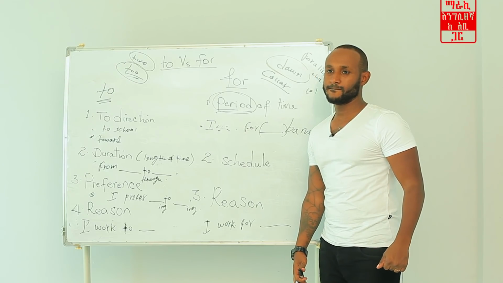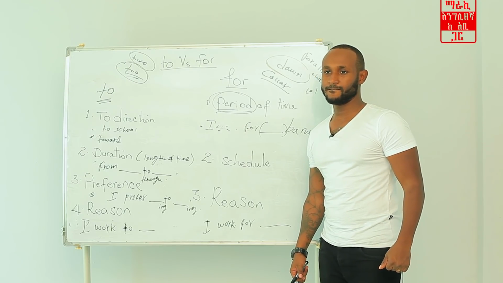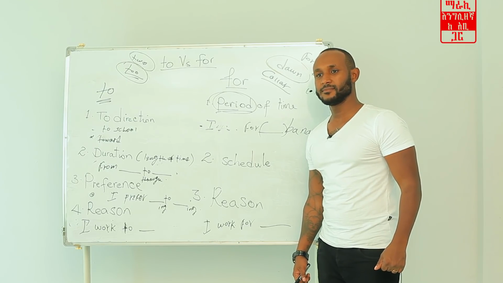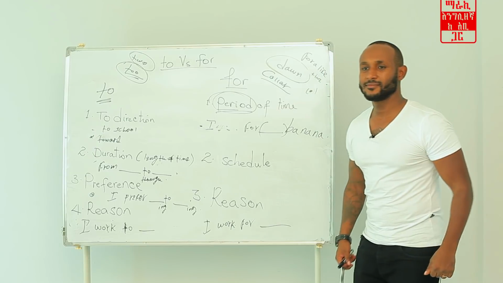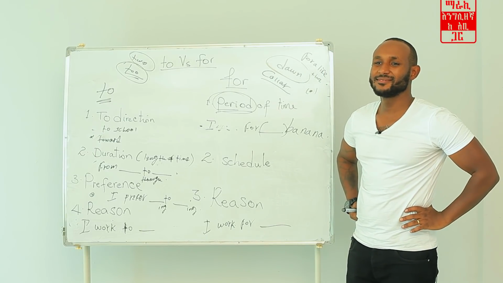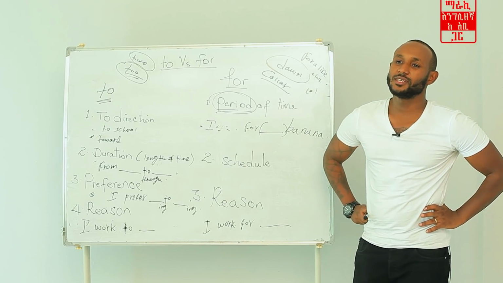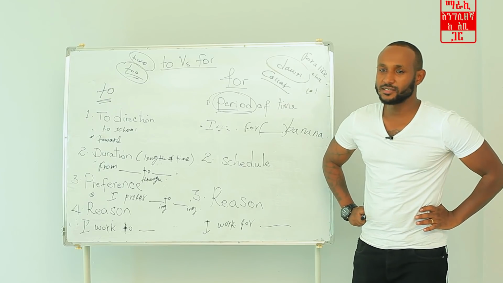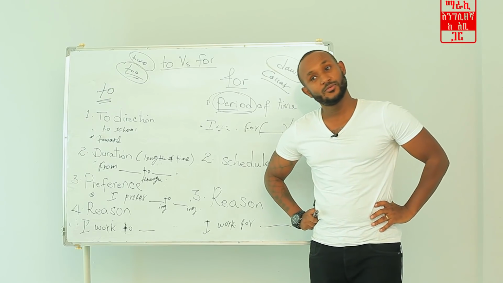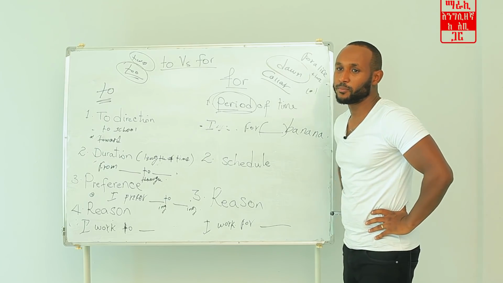Whenever we say I work for, that means a kind of feeling. I work for satisfaction, for example. I work to get money, you may say. So what is the difference actually? You know what I mean? I work to get money. I don't see any difference from a grammar point of view.